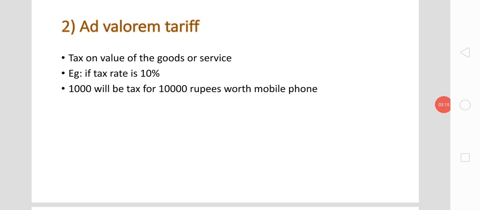Ad valorem tariff or ad valorem tax. So ad valorem tariff or ad valorem duty or tax is the tax on value of the goods and or services. For example, if the tax rate is 10% for the mobile phones import worth rupees 10,000, if 10% is the tax, then 10% of the 10,000 will be 1,000. Then 1,000 will be the tax for the mobile phones worth rupees 10,000. This is ad valorem tariff. This is the tax on value of the commodity or service which is being imported or exported.